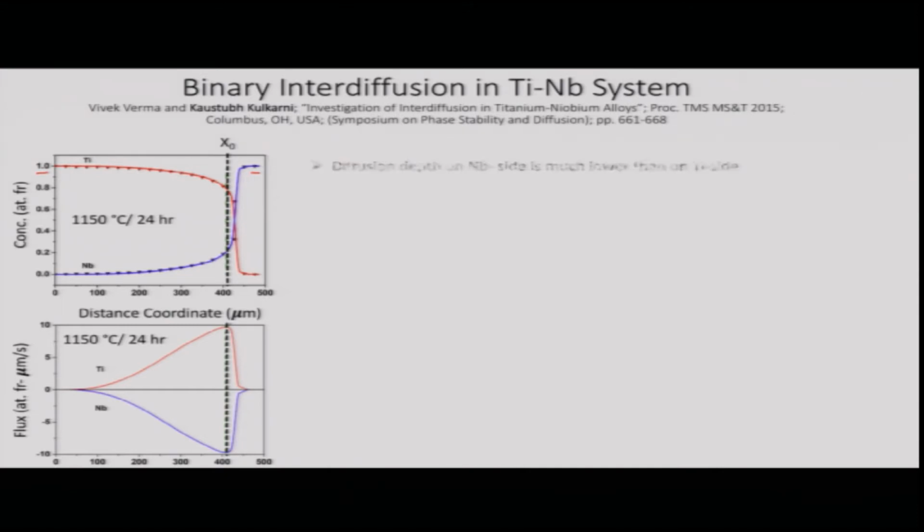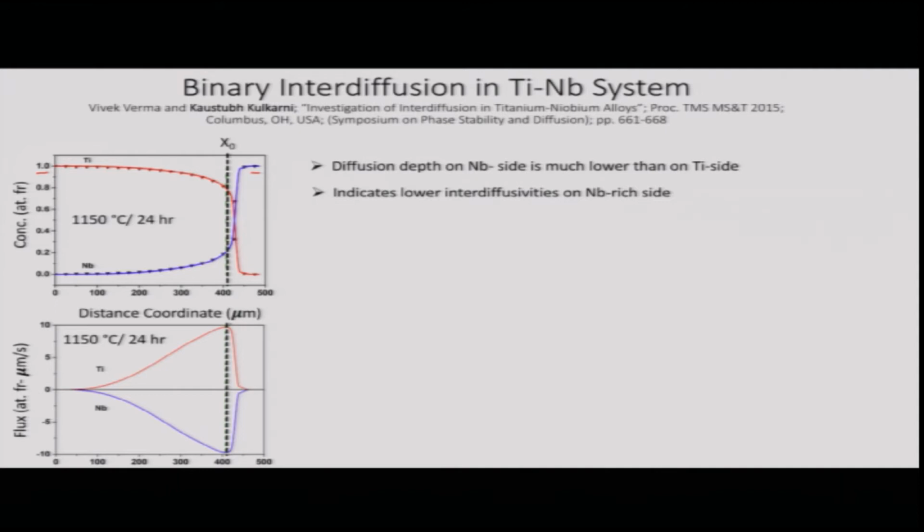As we can see, the diffusion depth on the niobium side is much lower as compared to that on the titanium side, and this indicates that the interdiffusivities in the niobium rich side are much lower compared to the interdiffusivities on the titanium rich side. We can see on the left side of the Matano plane x naught, the diffusion depth is about 400 microns, whereas on the right side, that is on the niobium rich side, the diffusion depth is less than 100 micron.